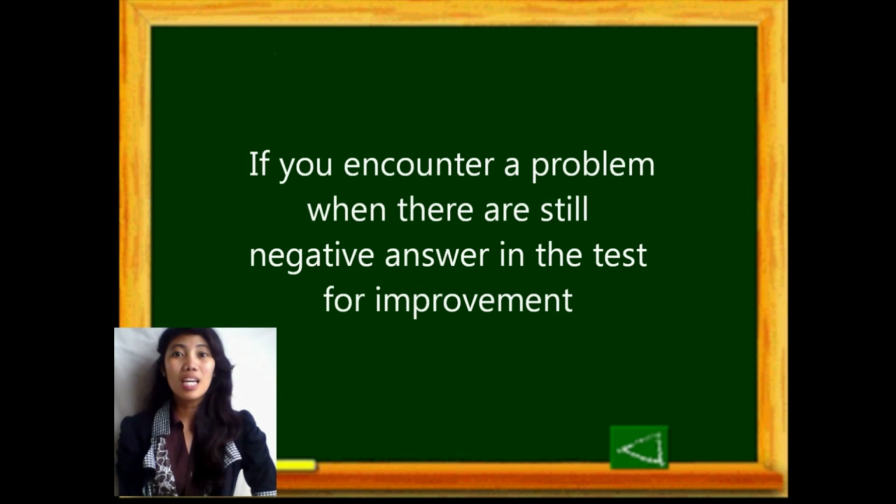If we encounter a problem where there are still negative answers in the test for improvement, it is not an optimal solution yet. So you must repeat steps 3 and 4.